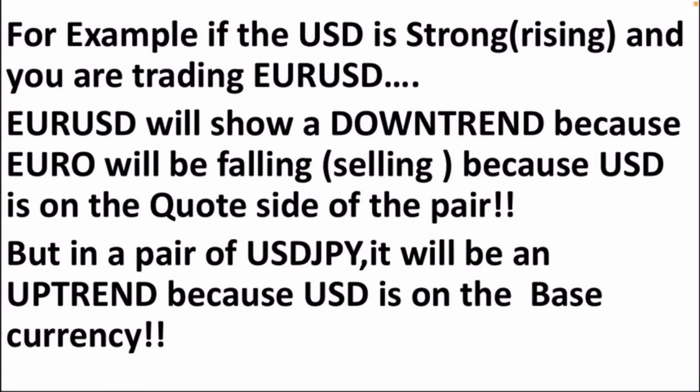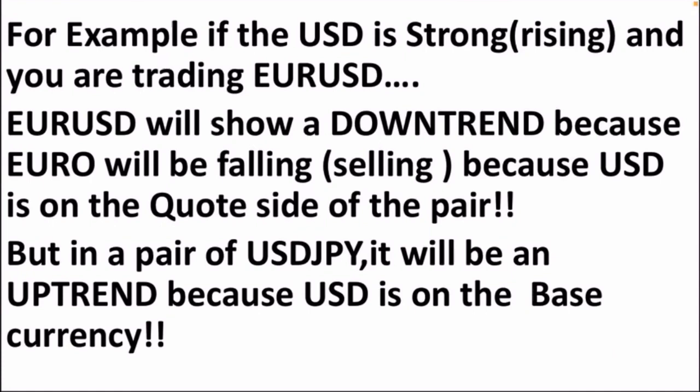For example, if the US dollar is strong, maybe it is rising, getting bullish, or we discover that the US dollar index shows us that the dollar is going to be rising and going up, and you are trading a particular pair. For example, here we have the EUR/USD. Do you know what happened to that particular pair? The EUR/USD will now be on a downtrend. You know why it's on a downtrend? Because the euro will be falling.